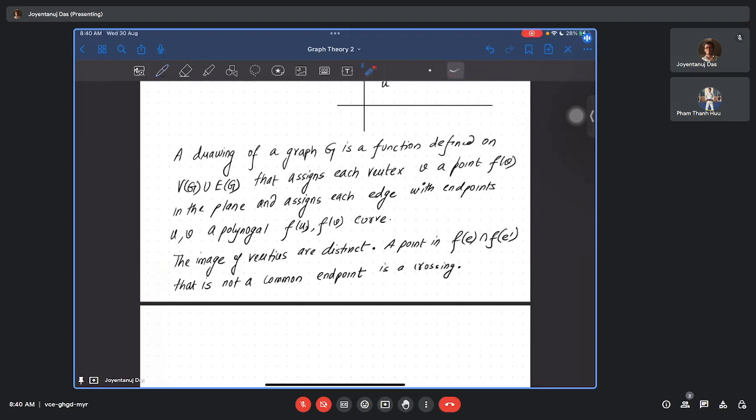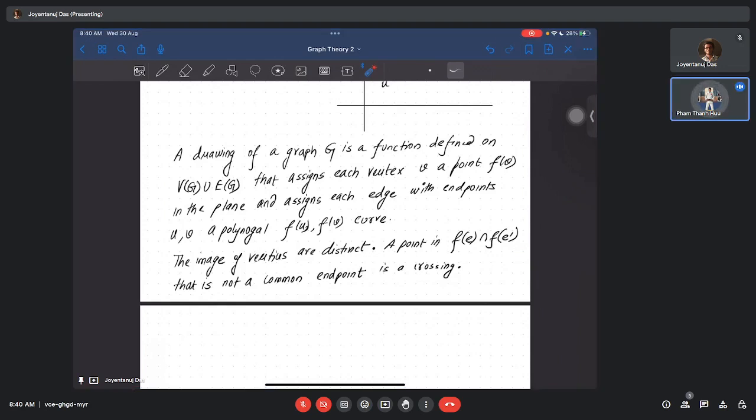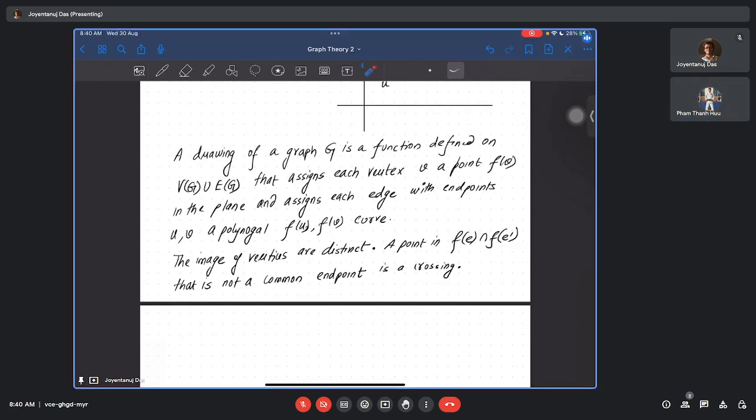If the image of one edge intersects the image of another edge at a point that is not a common endpoint, then it has to be a crossing. Like this, they are meeting at a crossing. So that is called a crossing.